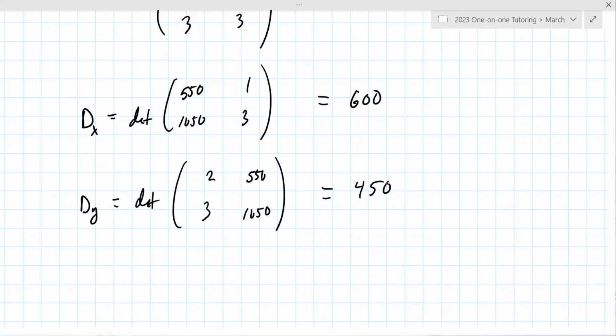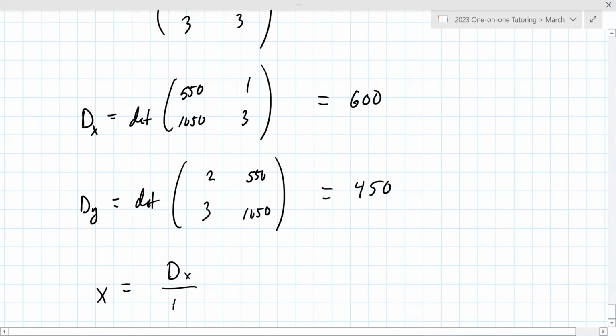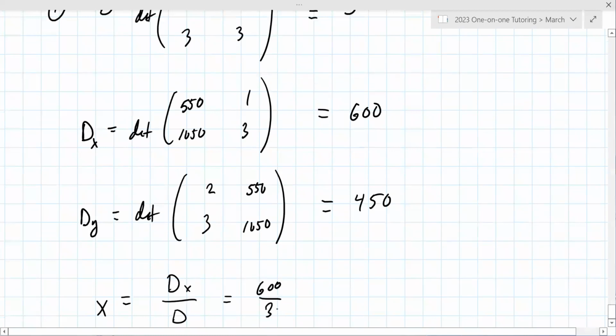So 450 for that. So x is Dx over D. You will want to remember this formula. So that's 600 over, what did I write, 3. y is Dy over D, which is 150.